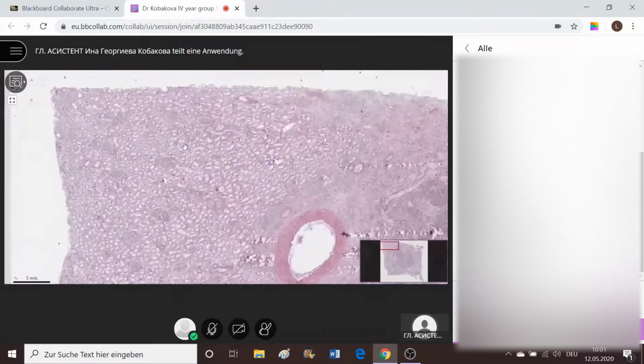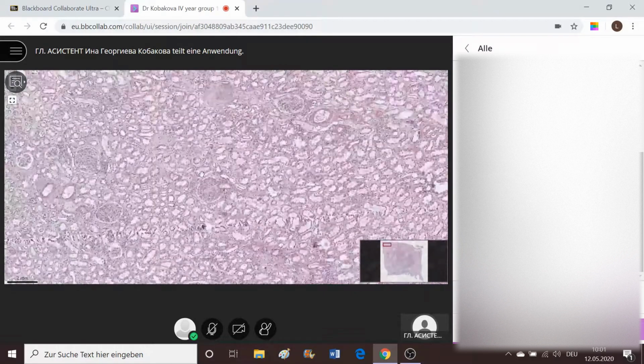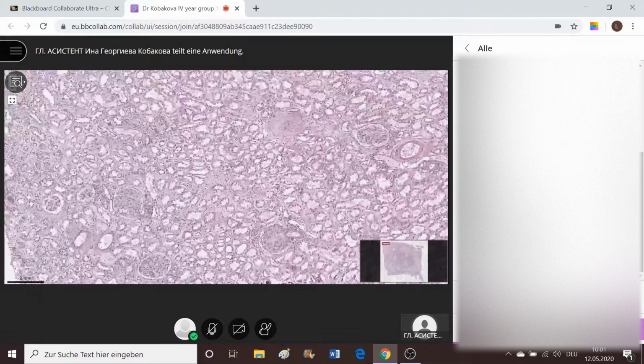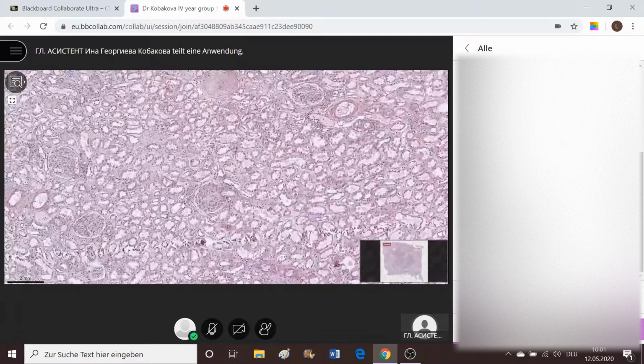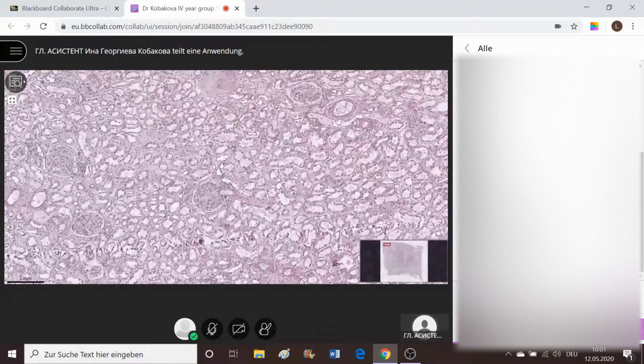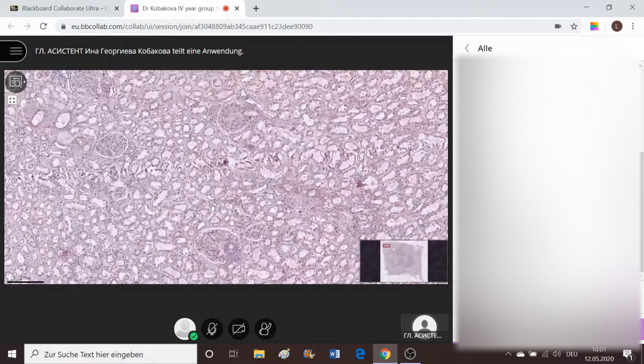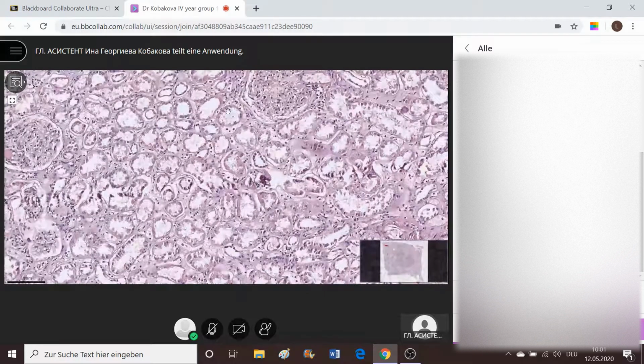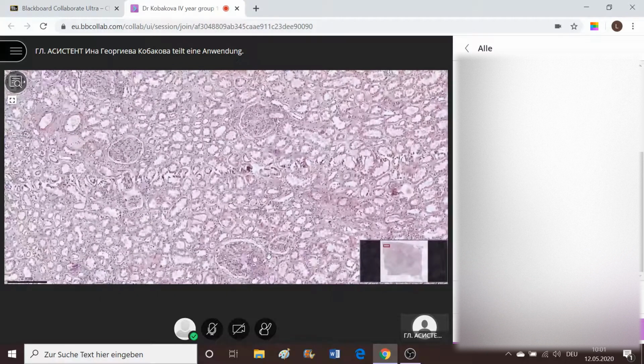idea where we start and what we see. So a glomerulus with hyalinization, other glomeruli which are completely healthy here, others which are with changes perhaps in the proximal tubules due to postmortal lysis of the tubules. This is not kidney failure due to ischemia.